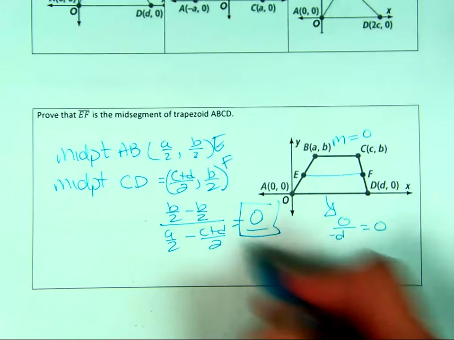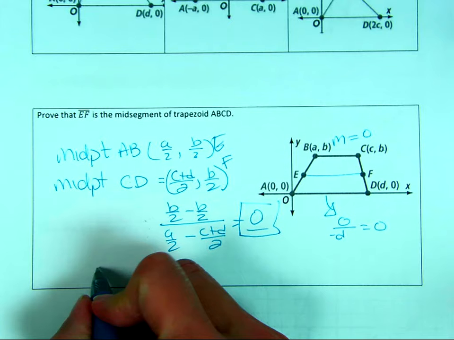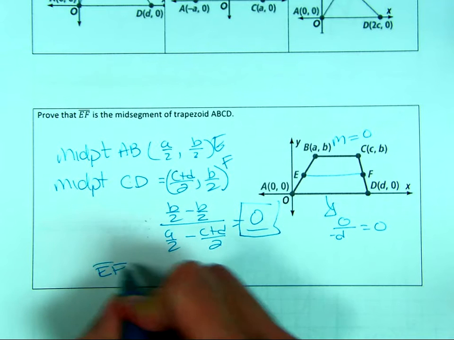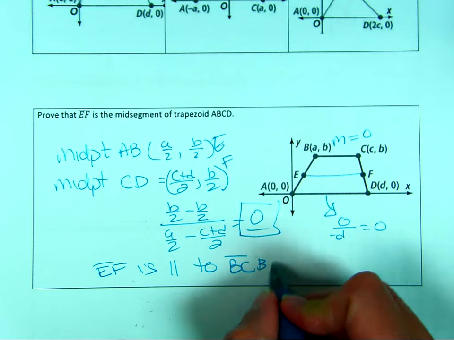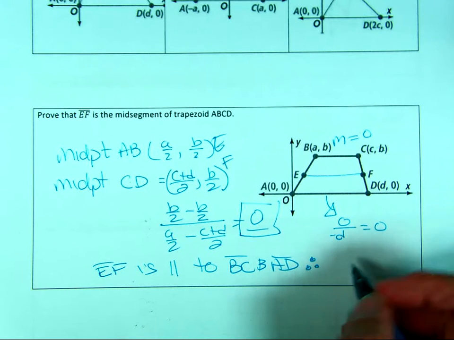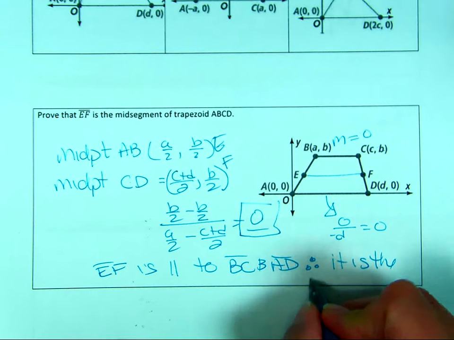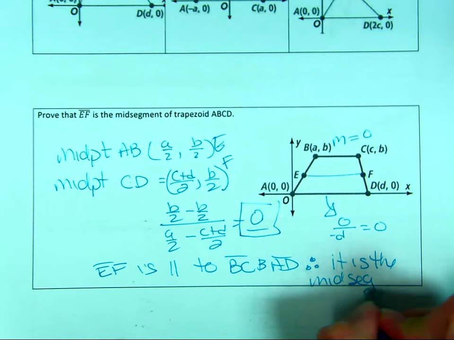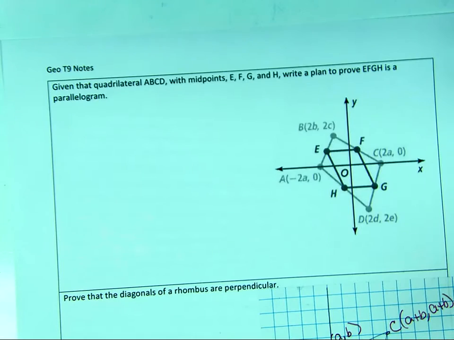So I've just shown that all the slopes of those three things are parallel. Therefore, it's the mid-segment, because the mid-segment is parallel to the bases of a trapezoid. So I would say EF is parallel to BC and AD. Therefore, my little triangle with dots means therefore it is the mid-segment. And I'm abbreviating. Okay, a couple more.